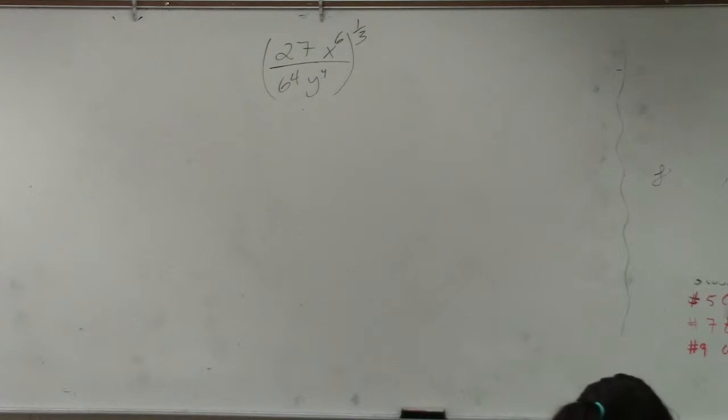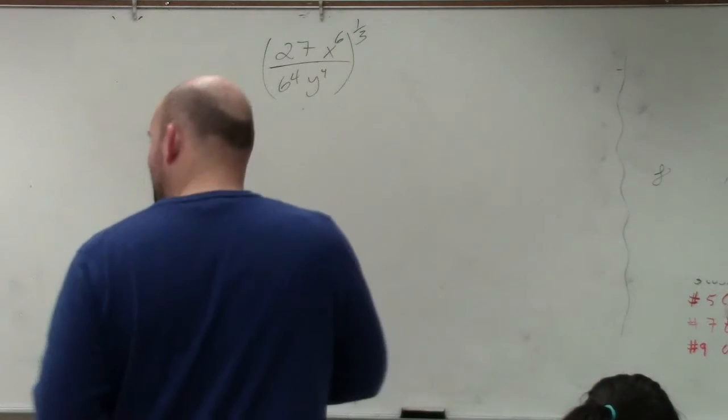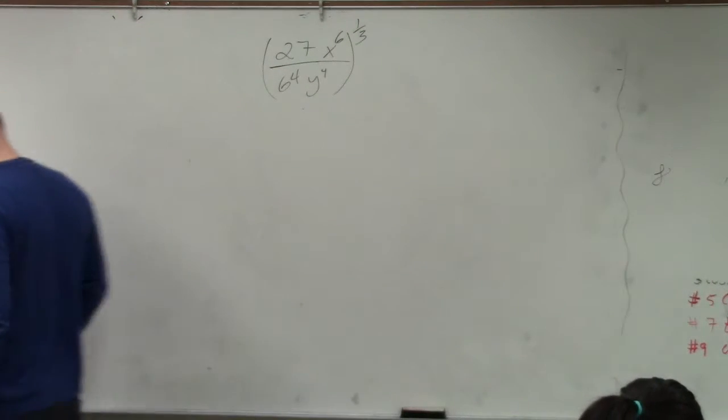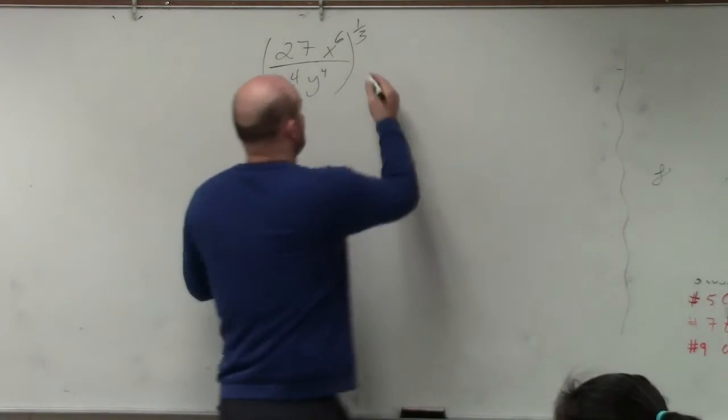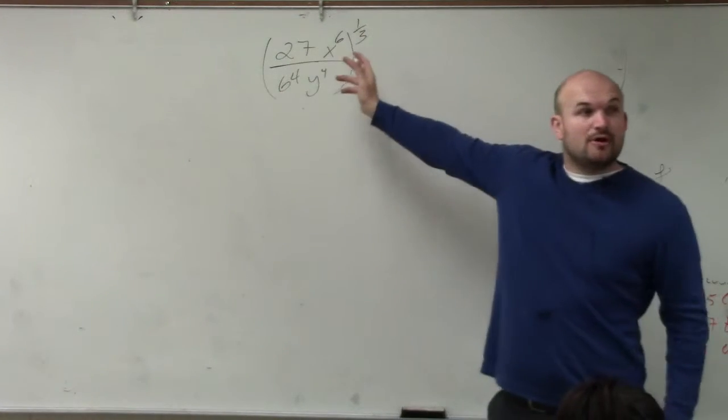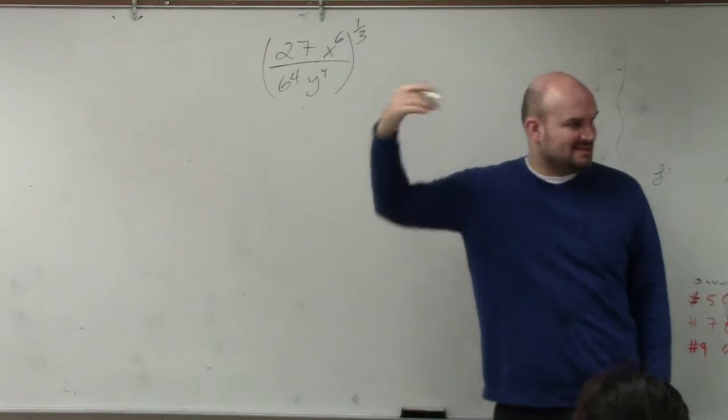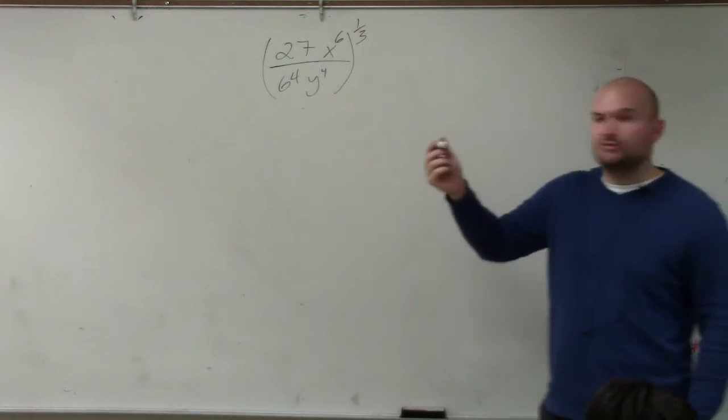Example, ladies and gentlemen, again, this is going to be a combination of using the power to product rule as well as using the power to quotient rule. So basically, what we want to do is use the power to product rule in the numerator and in the denominator, which would also be applying the power to quotient rule.